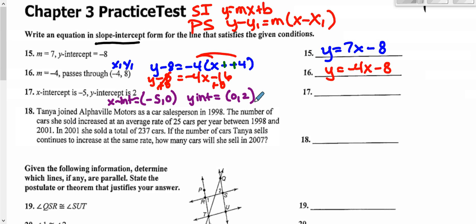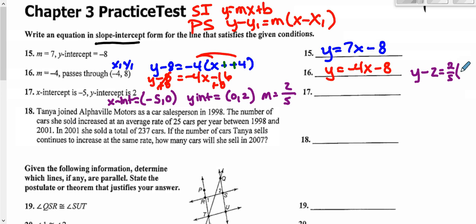So what we can do here, I'll go ahead and work over here. So we'll have y minus, and let's just use this point here, 2 equals, now we need the slope. So let's find the slope. So we'll do 2 minus 0, which is 2. 0 minus -5 is +5. So I'll have 2/5 over here.